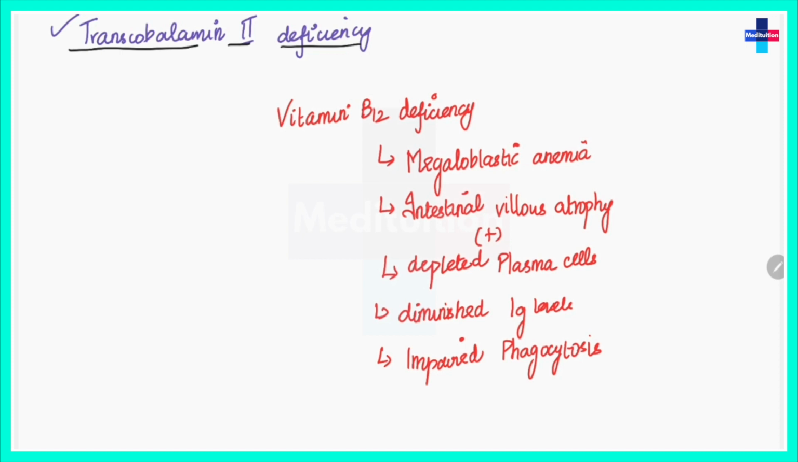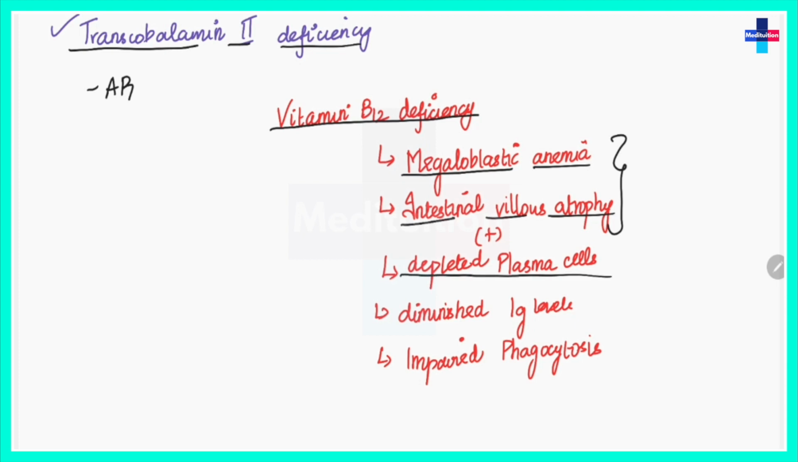So this transcobalamin 2 deficiency is inherited as an autosomal recessive trait, and they are going to show effects of vitamin B12 deficiency. That is, they are going to show megaloblastic anemia and intestinal villus atrophy. But together with these two manifestations, this patient is going to have some immunological defects, that are depleted plasma cells, and whenever plasma cells are depleted, the antibodies in the circulation will also be low. So there is going to be diminished immunoglobulin levels, and the person will also have impaired phagocytosis. So the treatment for this disorder is vitamin B12 supplementation.